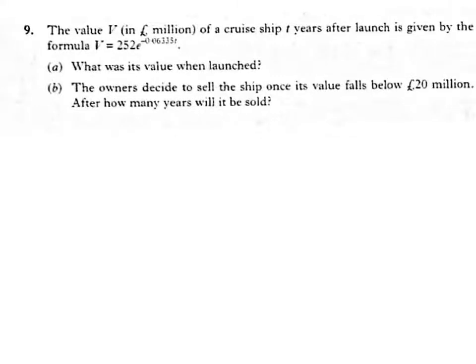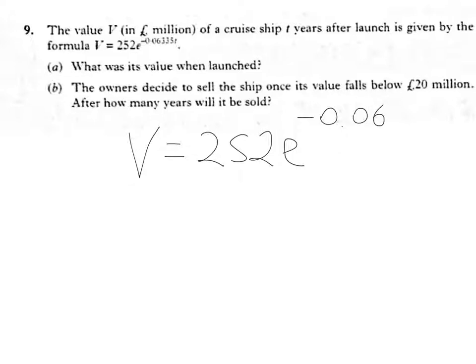Section 5, question 14. The value V in millions of pounds of a cruise ship 2 years after launch is given by the formula V equals 252 e to the minus 0.06335t. Part A says, what was the value when launched?